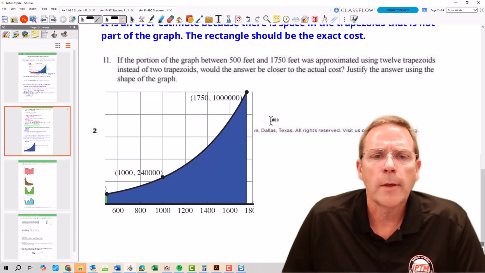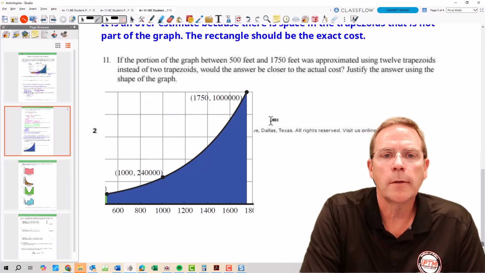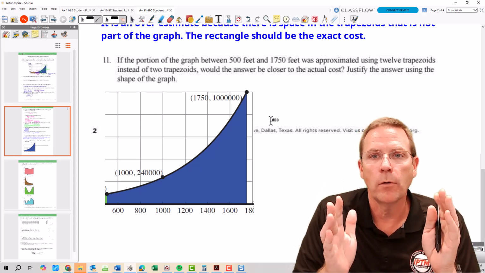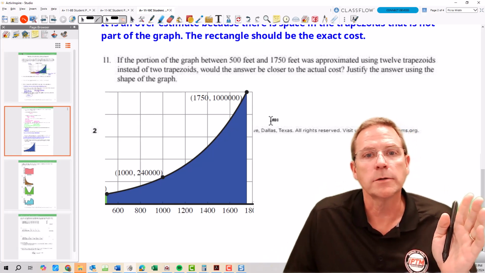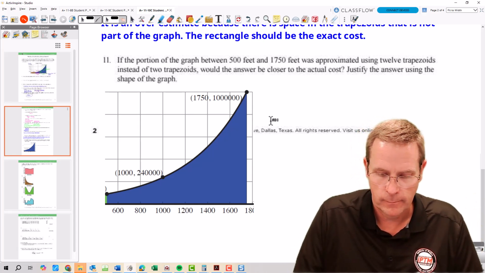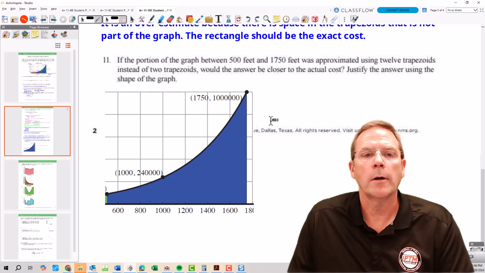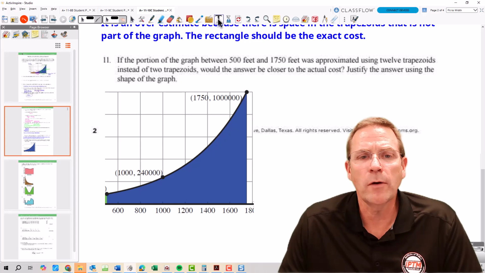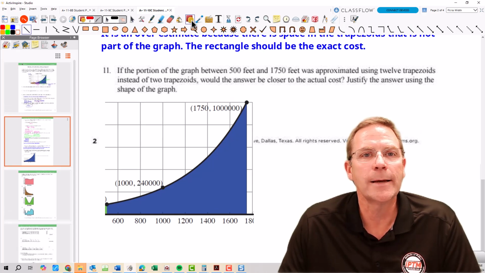So to answer that question, what I did is I took the part of the graph we're talking about, going from the 500. Actually, I did the wrong part. Let me fix that. No, I didn't. I picked the right part. And what we're going to do now is we're going to take and cut this into 12 trapezoids instead of 2 trapezoids. What is that going to look like?